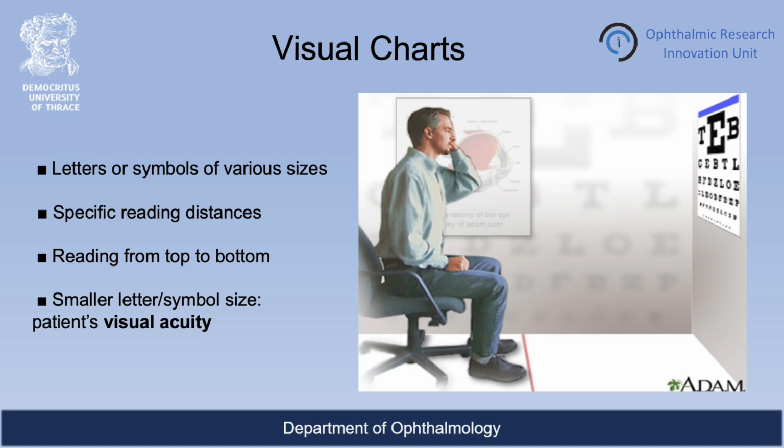Visual acuity is measured by using special charts. These charts use letters or symbols of various sizes and are placed at specific distances away from the patient. The examinee tries to read or identify the letters or symbols, starting with the larger ones at the top lines, and gradually moving to the smaller ones at the bottom lines. The smallest letter or symbol size that the patient can identify is defined as the patient's visual acuity.